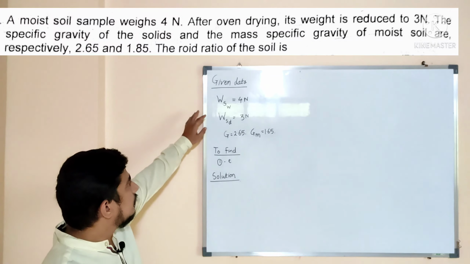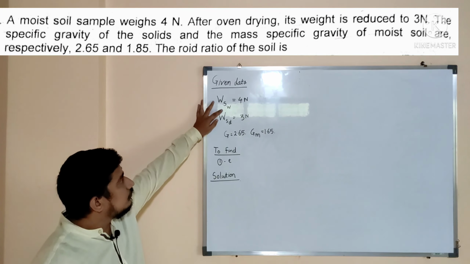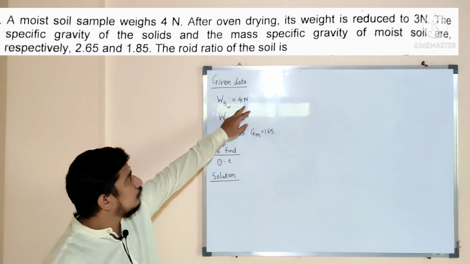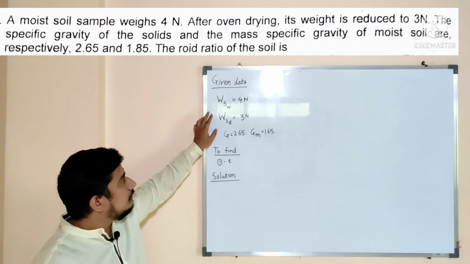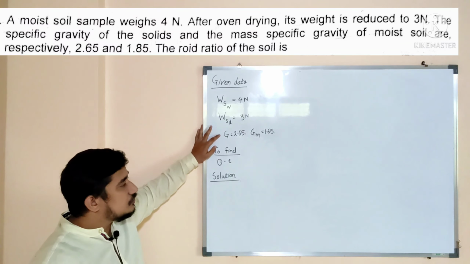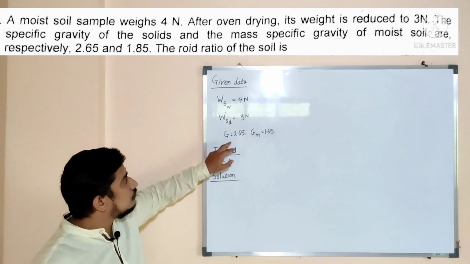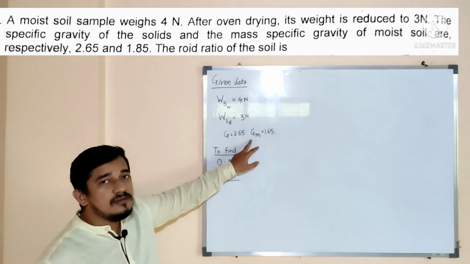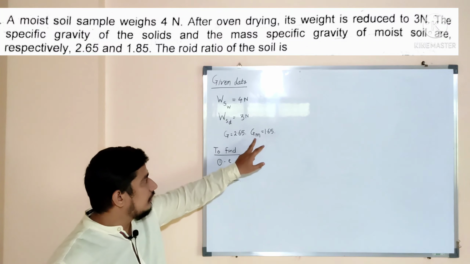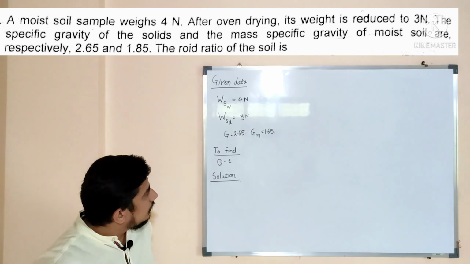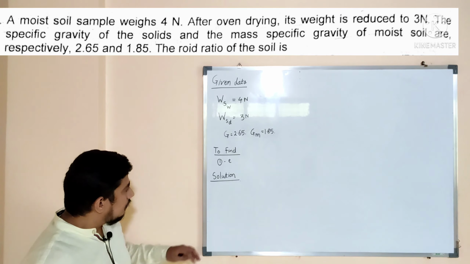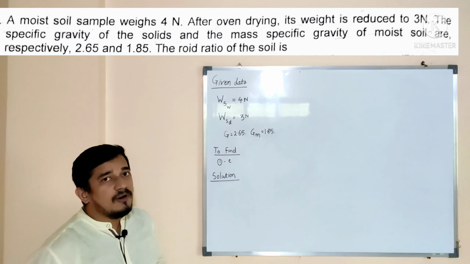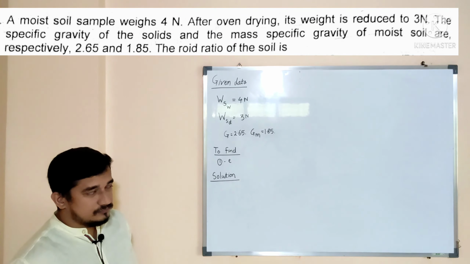So we are given the weight of wet soil, that is 4 Newton, and the weight of dry soil after oven drying, that is 3 Newton, and the specific gravity of solids is 2.65, and the mass specific gravity of soil is 1.85. So we have to find e. Now we will first find out the water content of this soil.